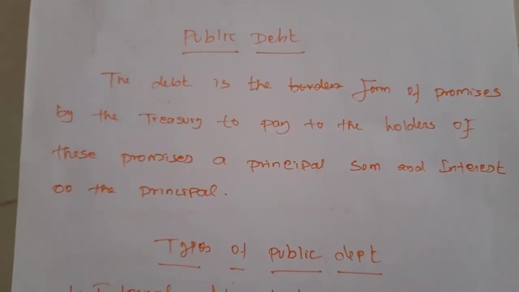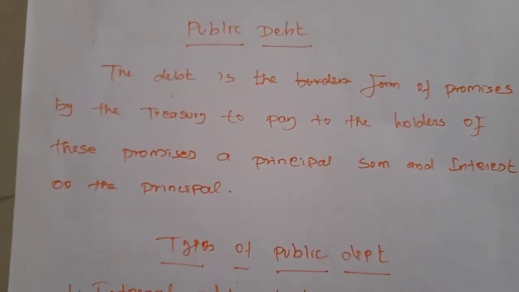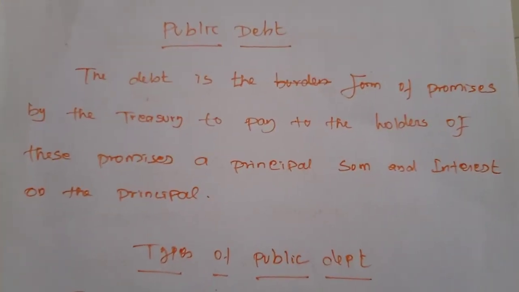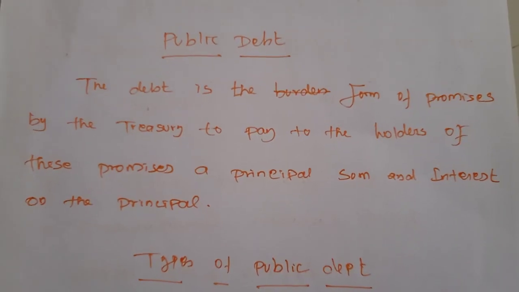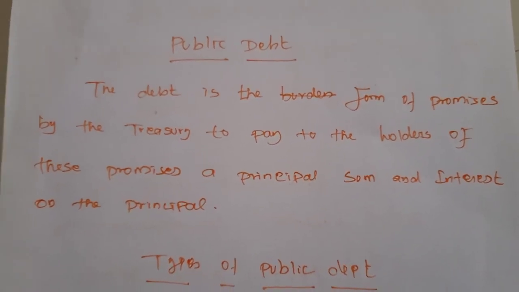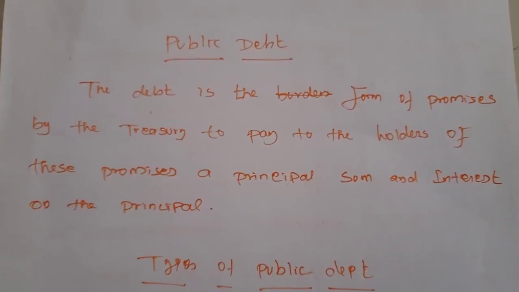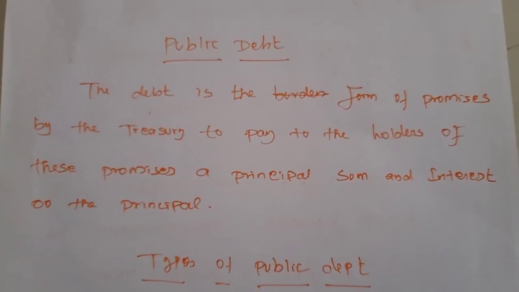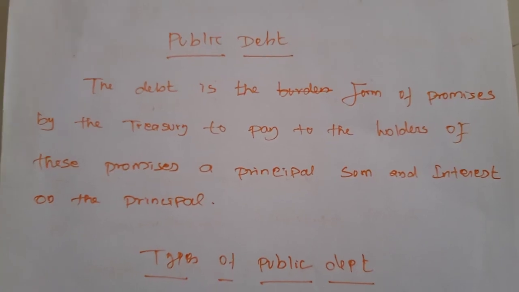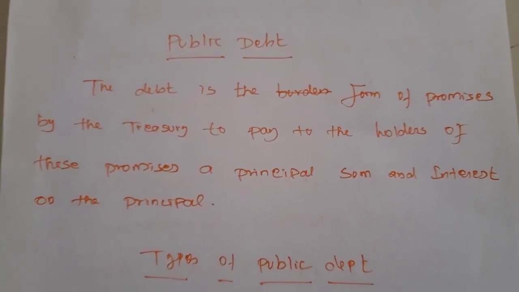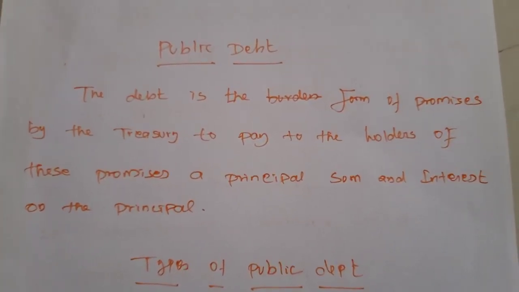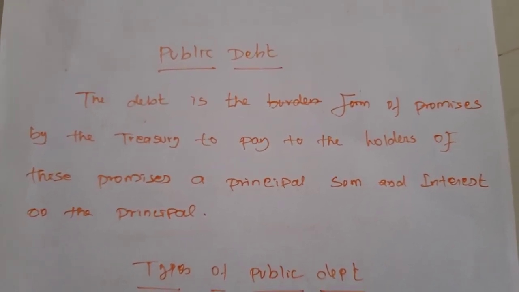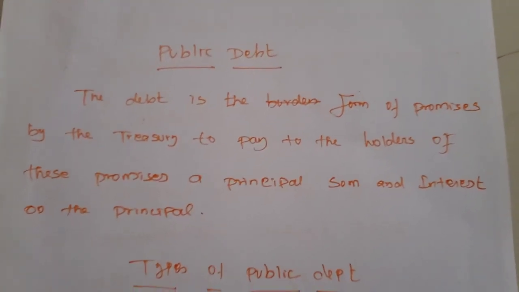When they are providing the welfare activities, if the governments don't have a sufficient level of finance, they will need to borrow money from organizations. So for the purpose of providing welfare activities to the public, if the governments do not have sufficient money, they borrow it from institutions. This is called public debt.